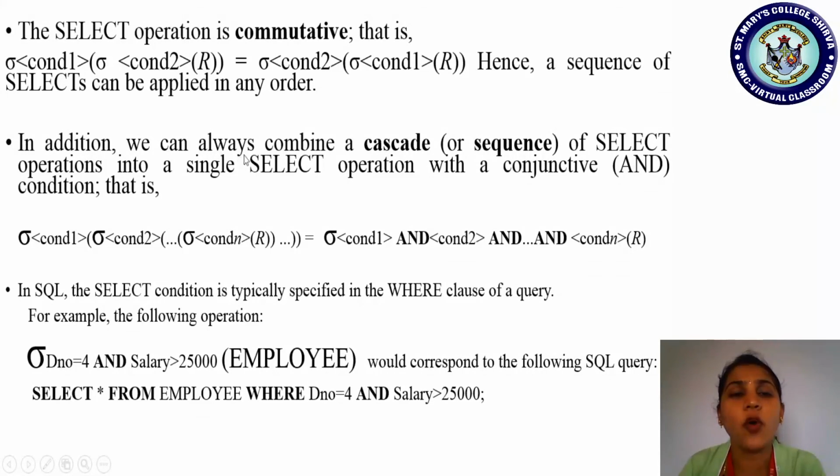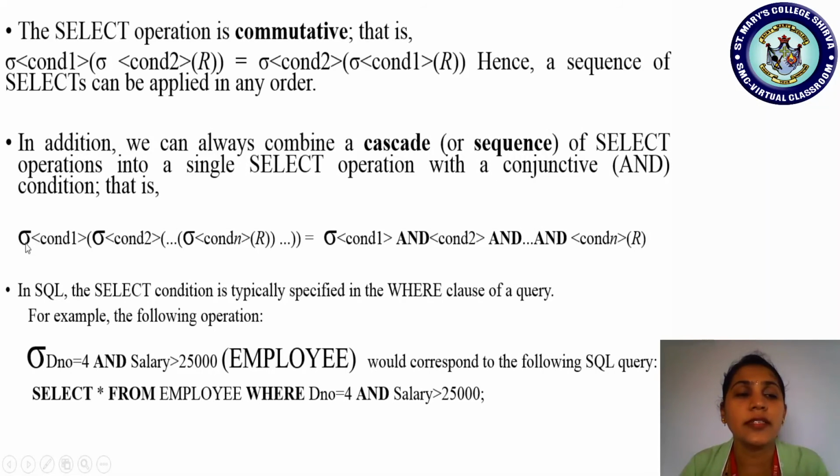In addition, we can always combine a cascade or sequence of select operations into a single select operation with a conjunctive AND condition. So the select operator is applied to one single relation, yes, but a series or sequence of select statements can be combined into a single select operation with a conjunctive condition. Using the AND condition, you can apply any number of select conditions. Just check out here.